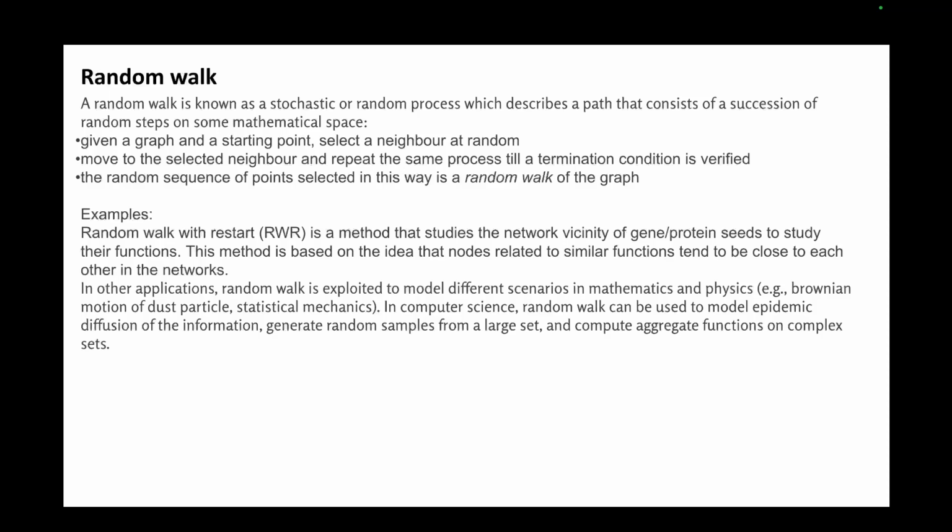You define a certain termination condition. If you reach this particular node, you terminate, or if you traverse across a total of maybe 100 nodes, after that you terminate. There can be several of these termination conditions. So you move randomly until you reach that termination condition. The random sequence of points selected in this way is called a random walk of the graph.